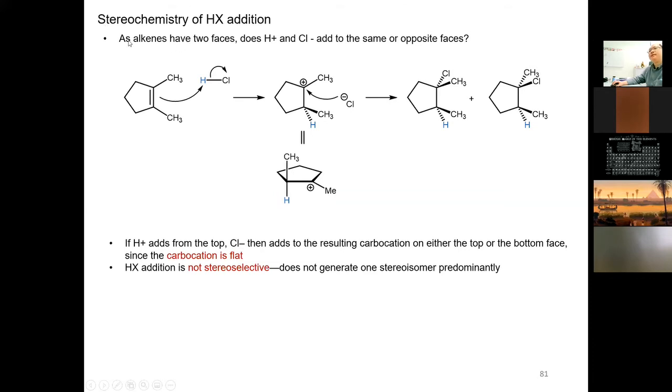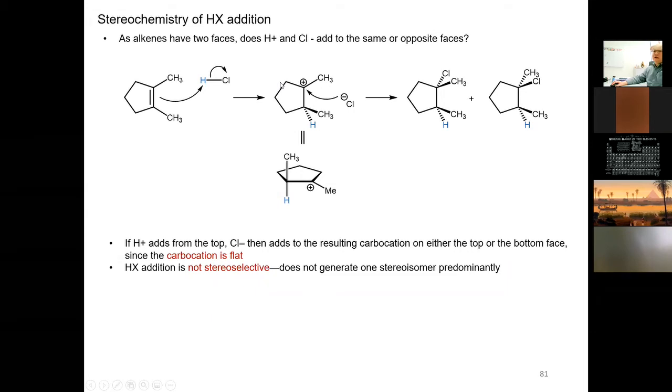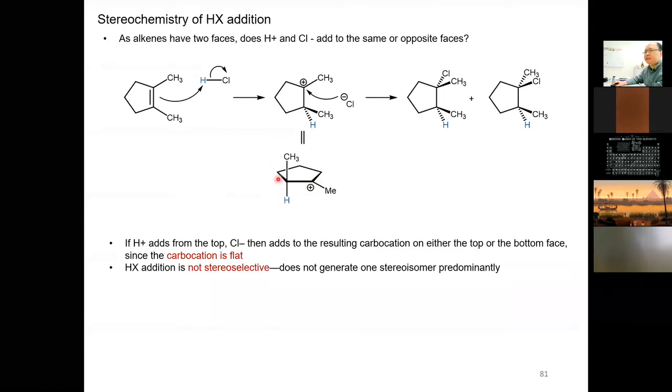Okay, so alkenes have two faces. What we care about is whether the H and the chloride add to the same or opposite faces. The conclusion after we investigated so many reactions is that if H adds to the top face, it generates a carbocation, right? And because the carbocation looks like this, it's flat. These three bonds are flat. And then the chloride can attack either from above or from the bottom.